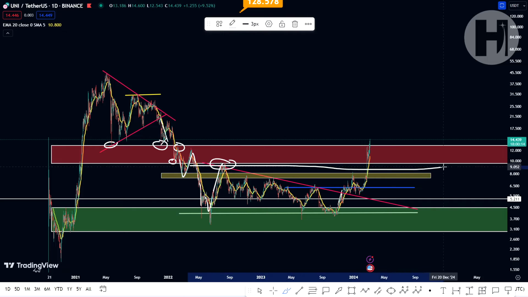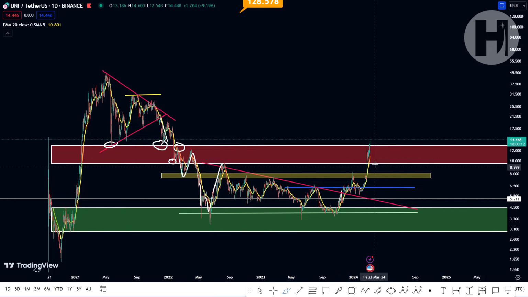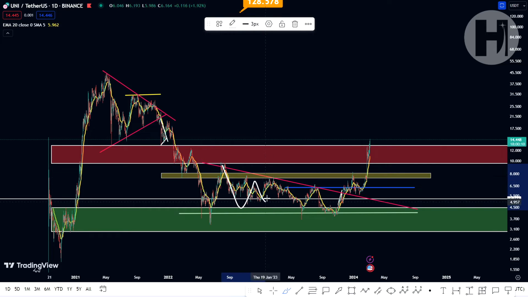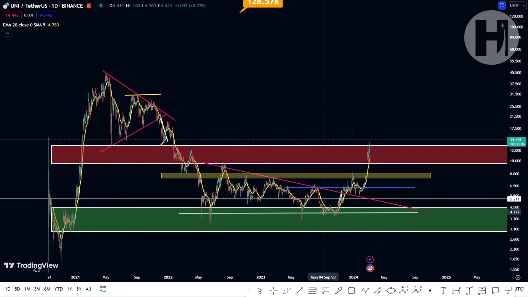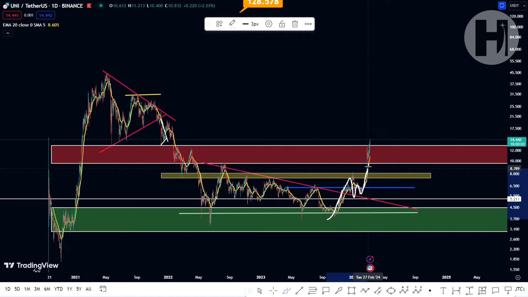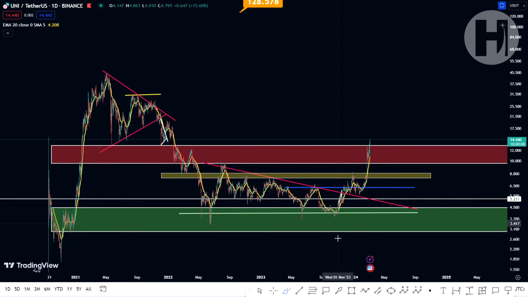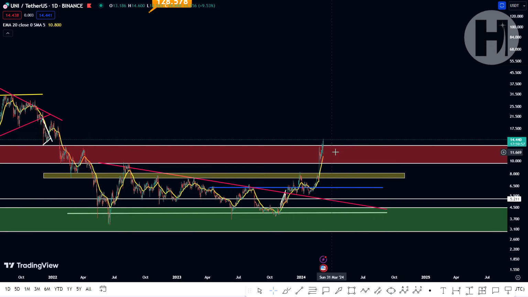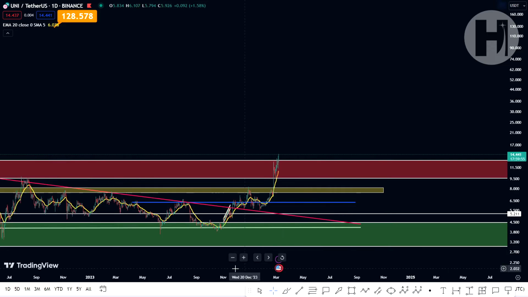And of course, we broke above that resistance very nicely here with this pump. And from there, it was a downtrend until we bottomed out in October 2023 and then broke above a massive resistance level, backtested that as support, and off we go. So a very, very impulsive breakout here. I'm really enjoying what I'm seeing here with Uniswap.